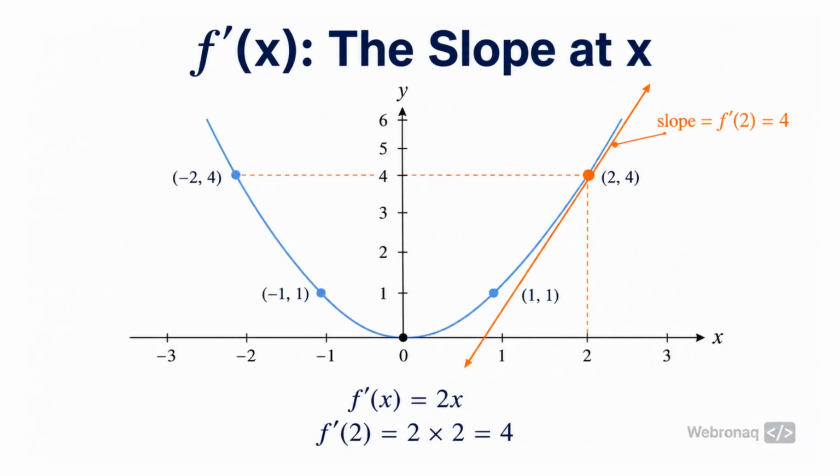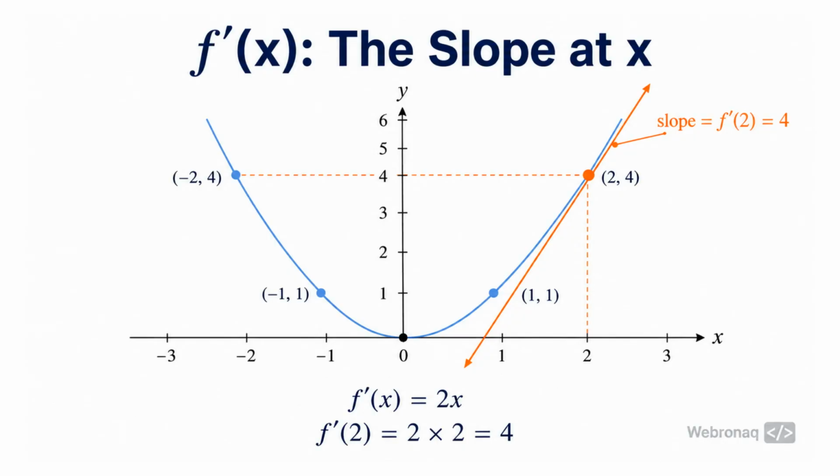Now here is the interesting part. f prime of x is the derivative of f of x. It does not tell you the value of the function. It tells you the slope of the function at that point. In other words, how fast is f of x changing right there? Back to our hill analogy. f of x told you your height. f prime of x tells you how steep the hill is at that exact spot, whether you are climbing steeply, barely rising, or heading downhill.